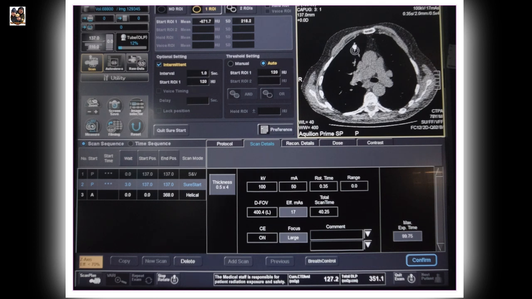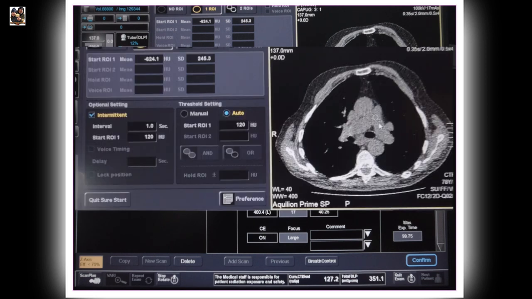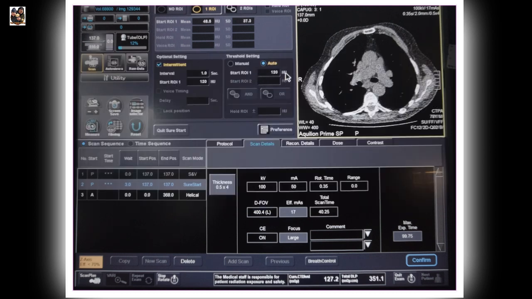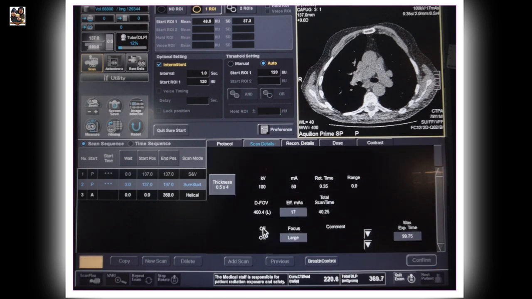Now let's place the ROI right in the middle of the pulmonary trunk. These are the settings that I've used for our sure start: 120 HU, meaning the machine will start scanning when it reaches 120 Hounsfield units of contrast. And now let's press confirm and wait for the machine to be ready for scanning.